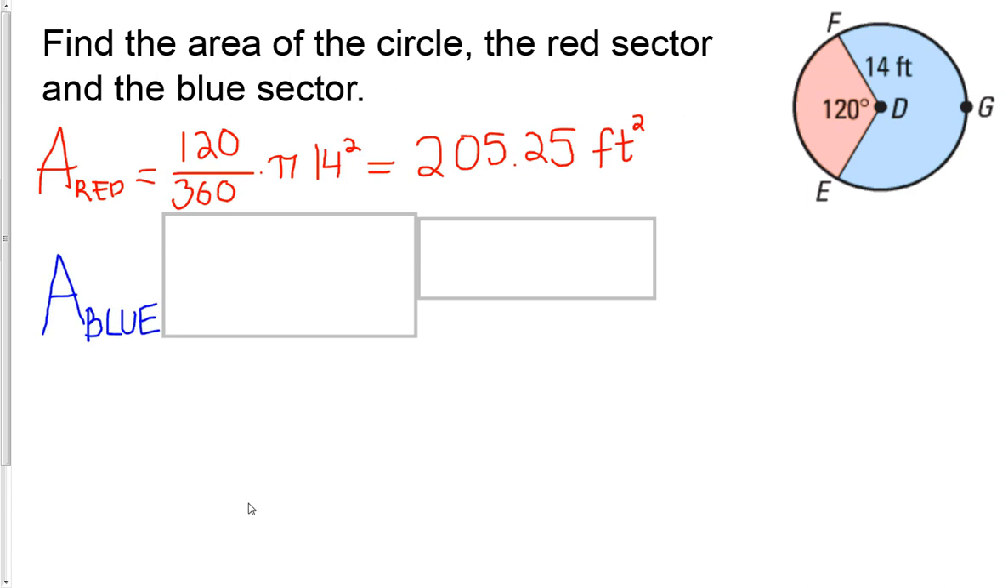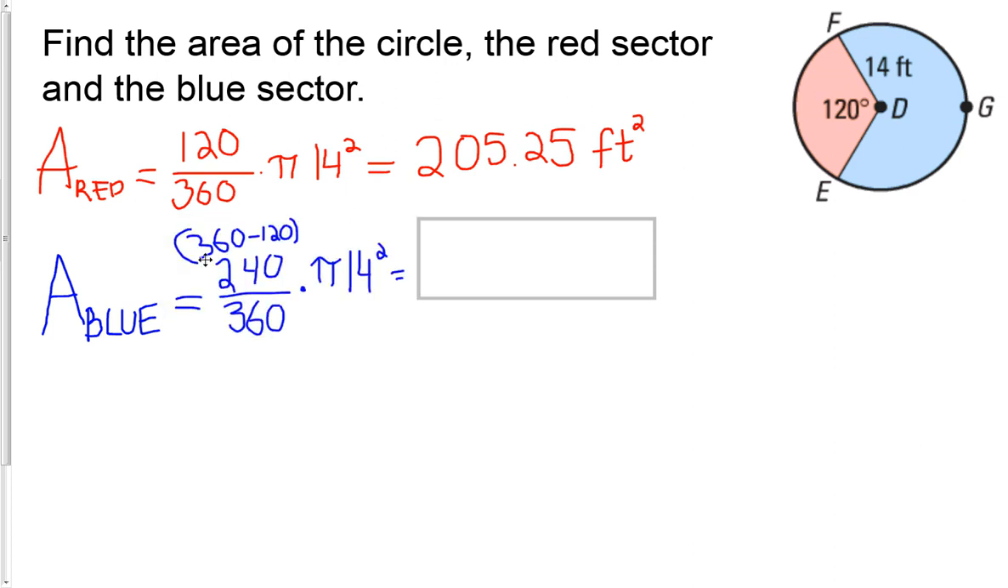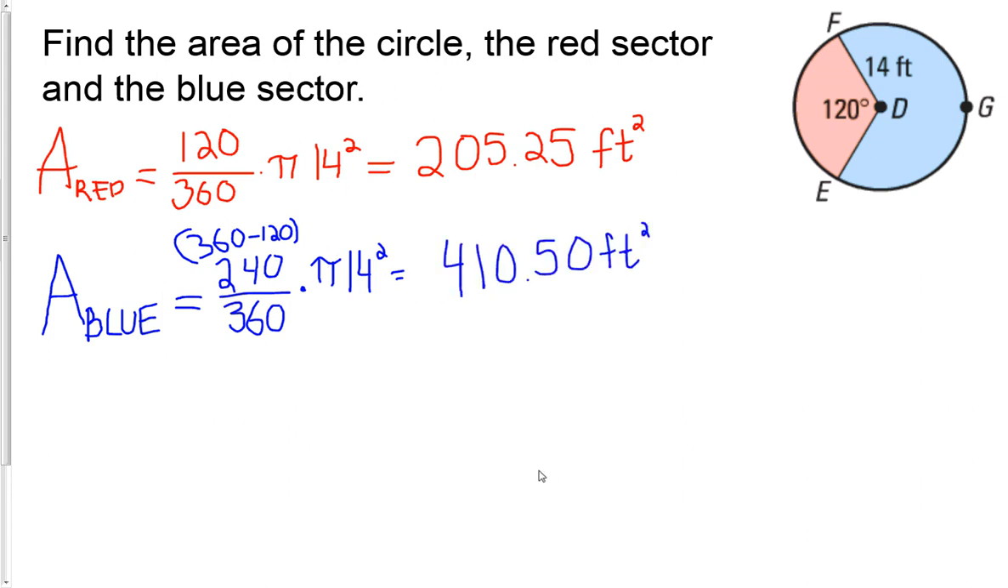Well, area of the blue could be found two different ways. We could do pi r squared minus this, right? We could do the whole circle minus the red to get the blue. Or you could just do 360 minus 120 to get 240 degrees as this side over 360 times pi r squared, pi 14 squared, to get 410.50. You also realize that this is 1/3, this is 2/3, so it makes sense that this is exactly double, so we could times 2 to get that from there. Now, careful with that because sometimes pi rounds up a little funny like that.